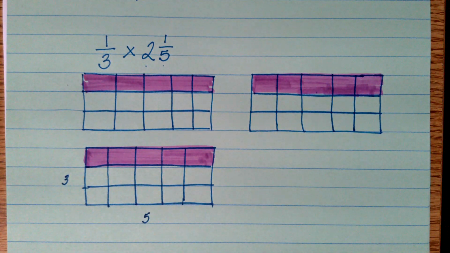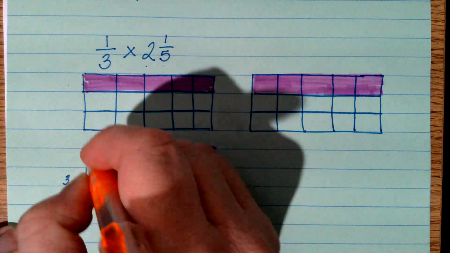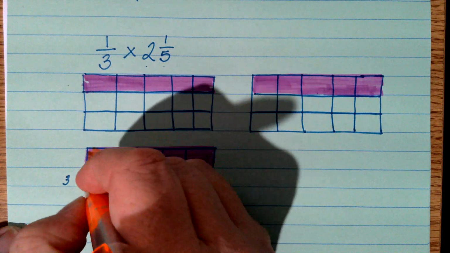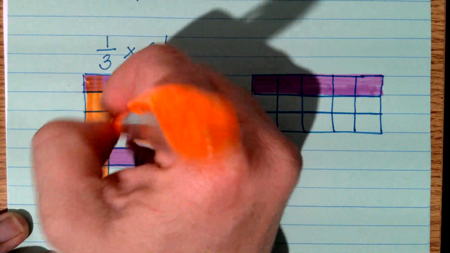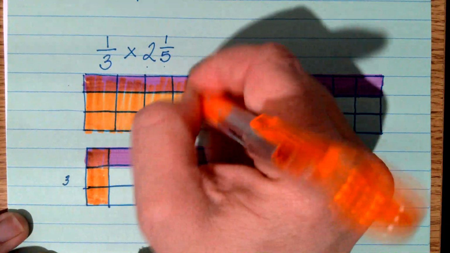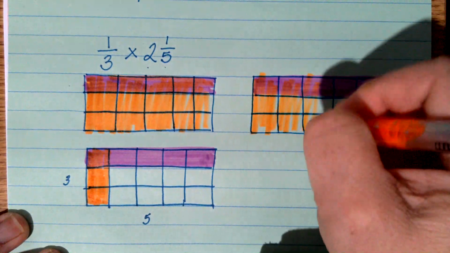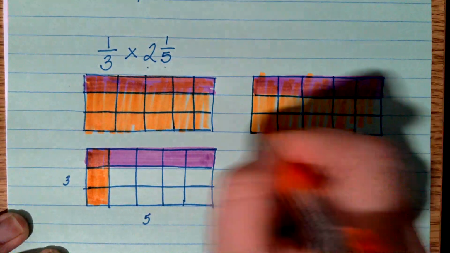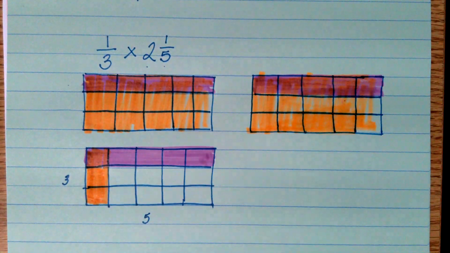So now we have to come in here and color in 2 1/5 of these shapes. I'm going to go ahead and color in my 1/5 so I don't get a little bit slap happy over there and color in the wrong thing. Remember my whole, this is 1, this is 2, and then this is the 1/5.